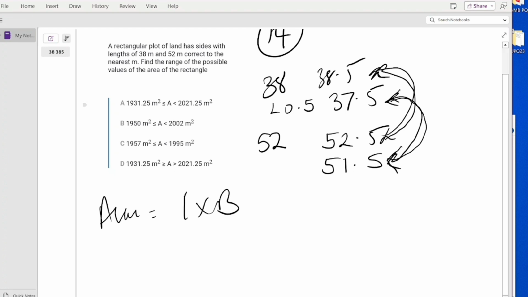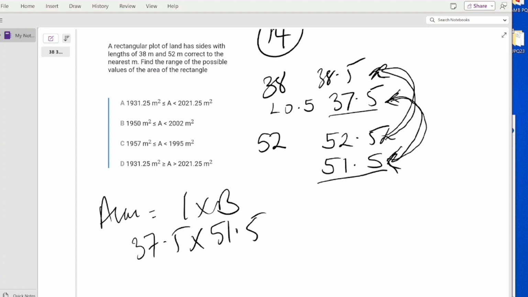So for the lower boundary, we have 37.5 times 51.5, which, using our calculator, gives 1931.25.